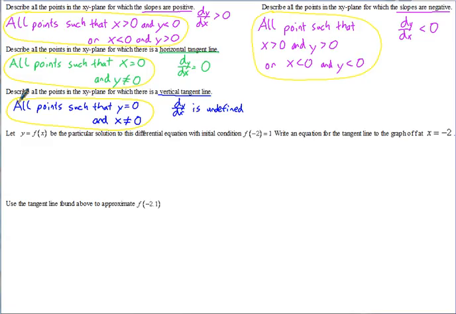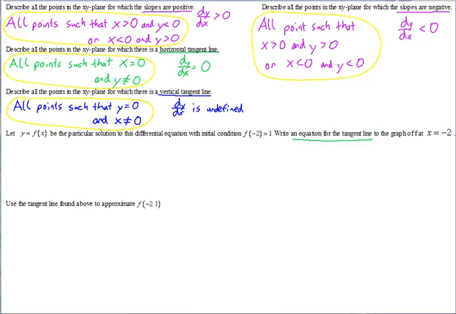And then the next part says, let y equals f of x be the particular solution to this differential equation with this additional condition. Notice the wording of this is very similar to other ones you've seen, except it doesn't say find the particular solution, it just said let it be the particular solution. And what we're trying to figure out is just an equation for the tangent line to the graph at x equals -2. So that's what our objective is here, equation for the tangent line.